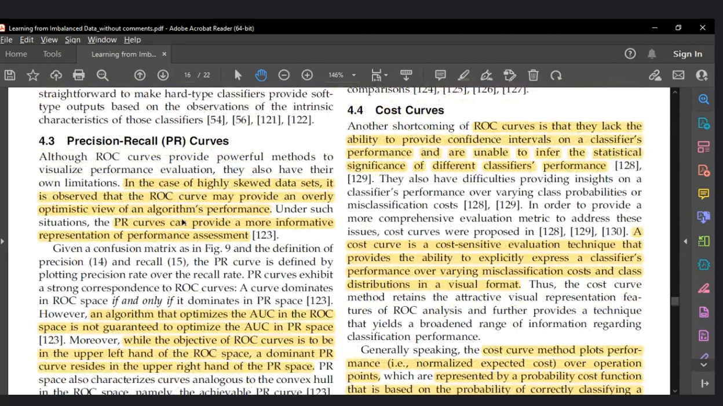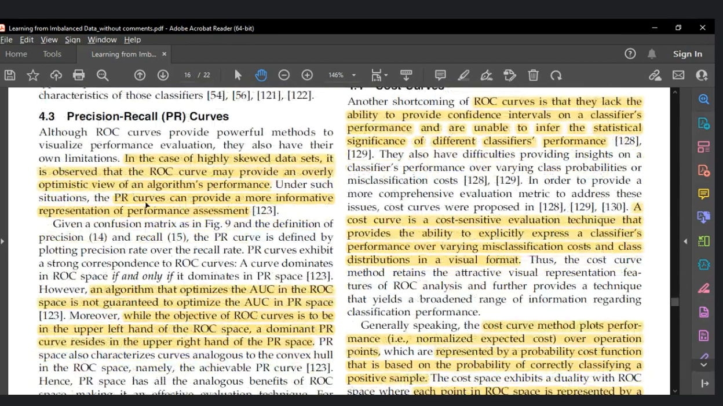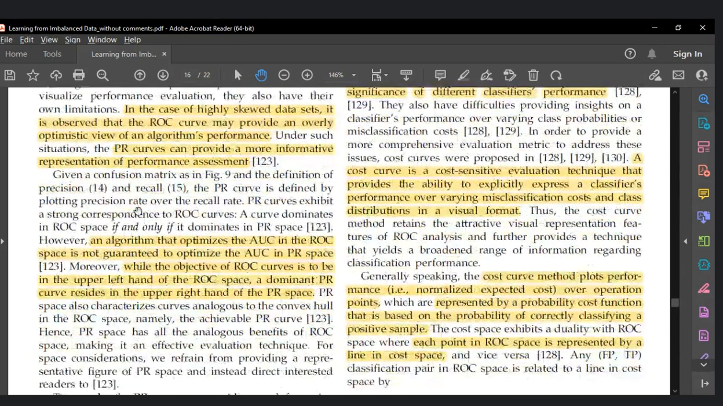And this is important for the unbalanced data set problem. What this is saying is that in a case of a highly skewed data set, and highly skewed is majority class high, minority class low, it's observed that the ROC curve may provide an overly optimistic view. Obviously, it's just looking at accuracy. And in this case, the PR curve can provide a more representative view of the performance assessment.